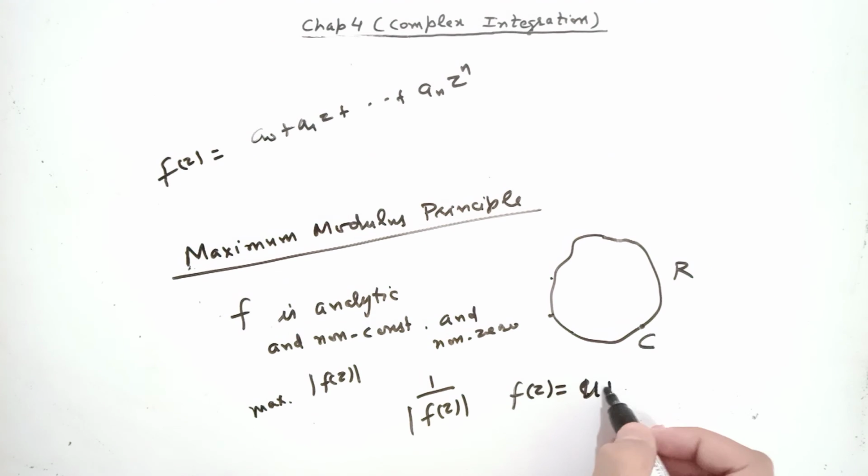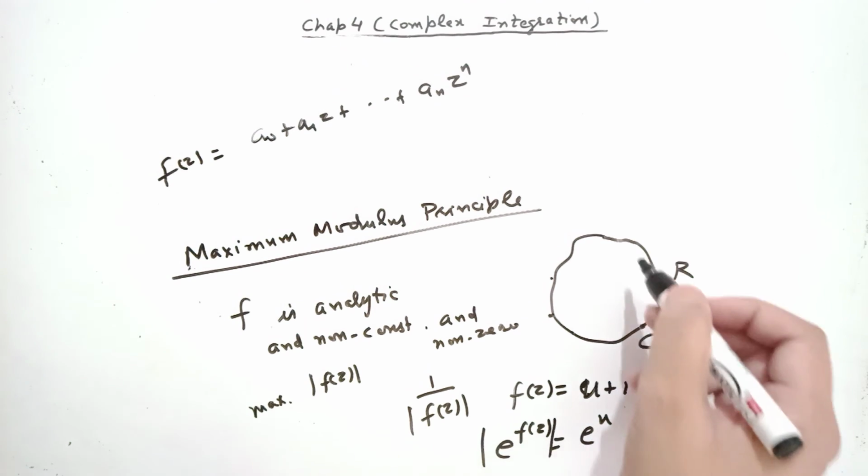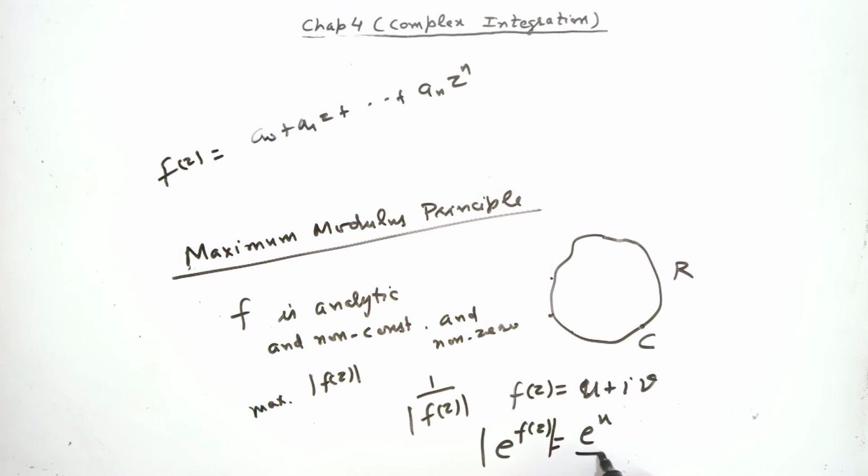What is the real part? f = u plus i v. So I can write a function like this. e to the power f(z) is what? e to the power u plus i v. But if I take modulus, what do I get? e to the power u only. Okay. So if f(z) is analytic, e to the power f(z) is of course analytic. So this attains its maximum value on the boundary of C, not inside C. It means e to the power u attains its maximum value on the boundary of C. It means u attains its maximum value on the boundary of C. So with these arguments, you can easily prove that real and imaginary parts also follow the same thing. Okay.